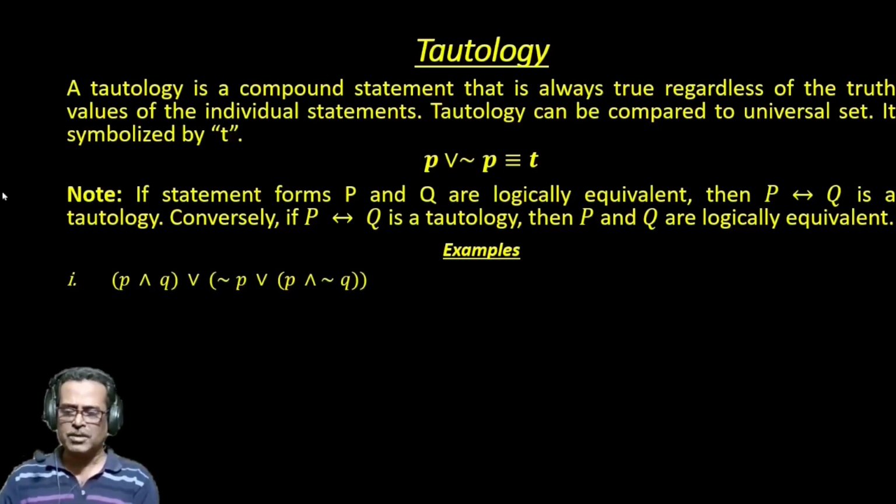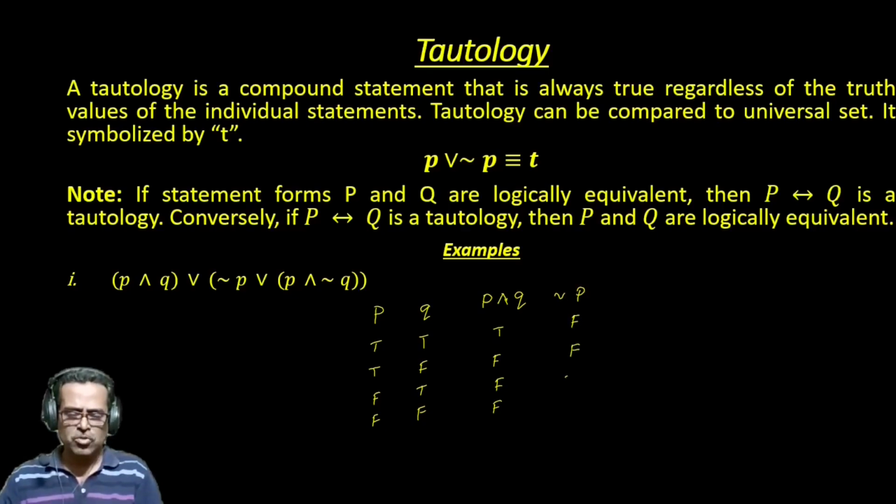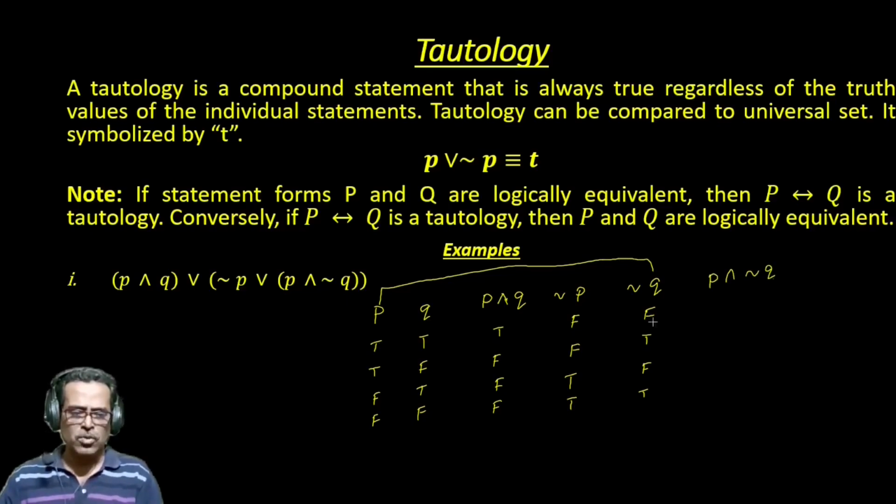If we prepare the truth table, suppose P, Q: true, true, false, false, true, false, true, false. Now P and Q: true, false, false, false. Not P, the negation of P: false, false, true, true. Negation of Q: false, true, false, true. Now P and not Q: true, false, false, true, true, true, false, false, false, false, true, false.